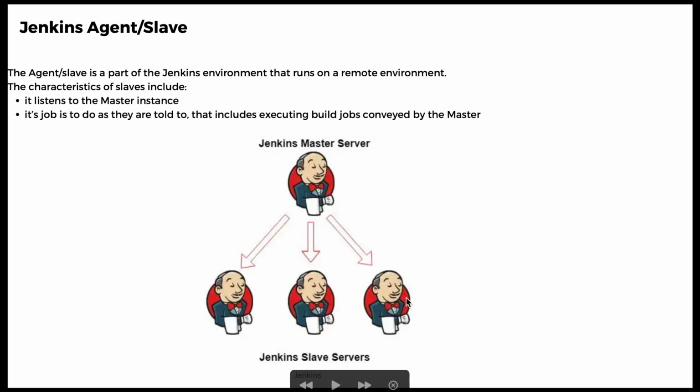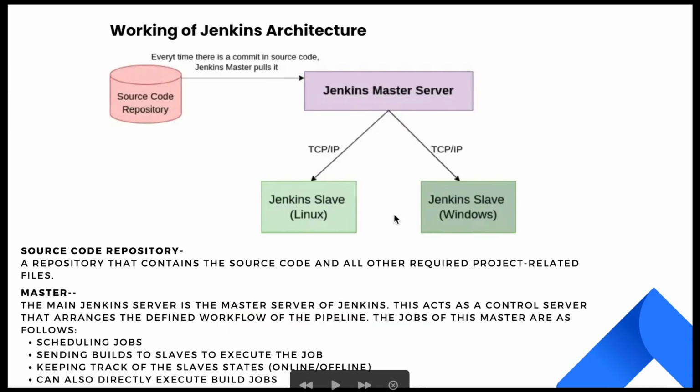Now the characteristics of the slaves or agents are that they always listen to the master instance. Every slave has connectivity to the master, and it listens and reports itself, whether it is offline, online, available, unavailable, or whenever a job is executed. Every report is presented by the agent to the master Jenkins server. Its job is to do as told by the build jobs created and conveyed by the master server. Okay, so let's go to the architecture steps.